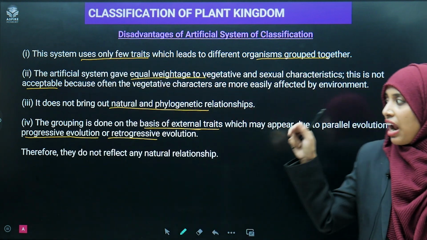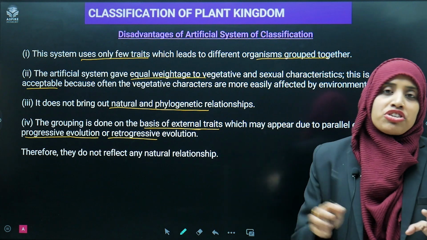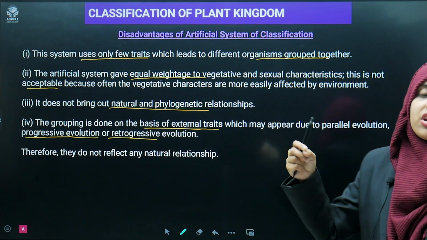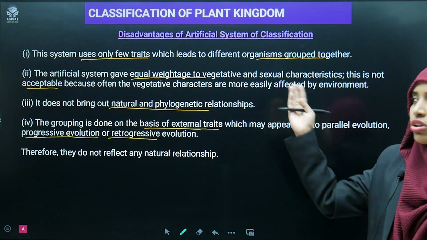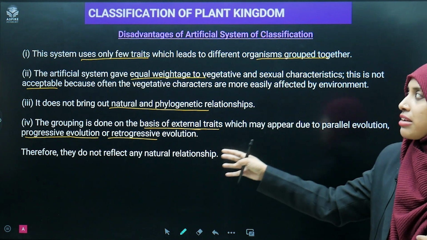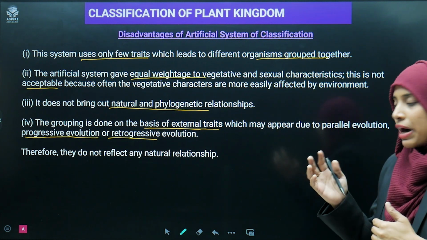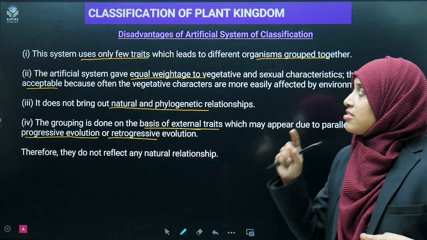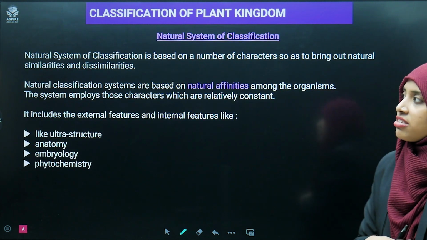ओके, तो यहाँ पे आर्टिफिशियल सिस्टम में क्या है, एक्सटर्नल ट्रेट को इंक्लूड किया गया, सो द नेचुरल रिलेशनशिप, इवोल्यूशनरी हिस्ट्री, phylogenetic relationship, this was all not found. So these are the few drawbacks of the artificial system of classification. इसके बाद अब देखोगे there is a natural system of the classification that was also proposed by the scientist.